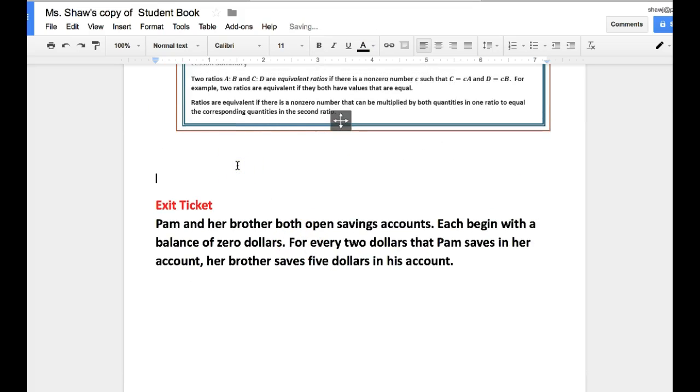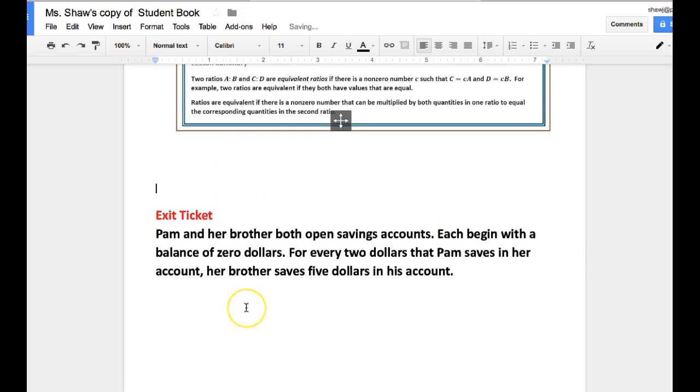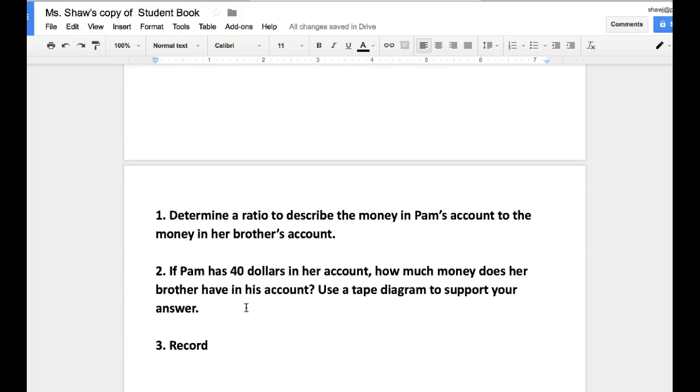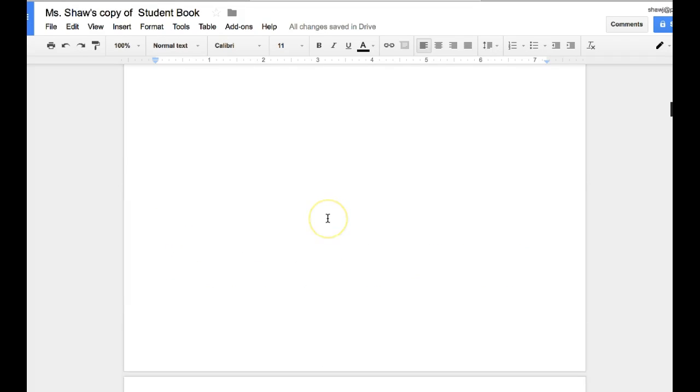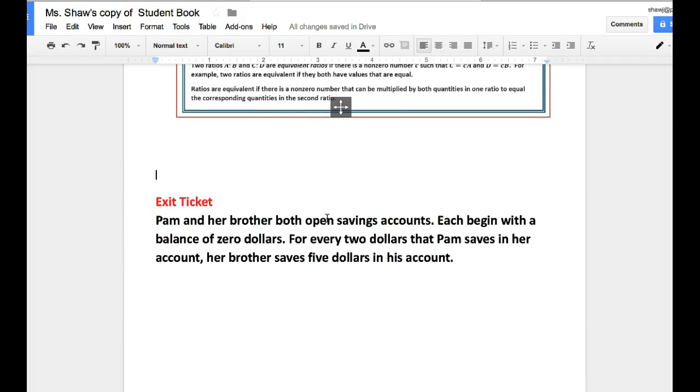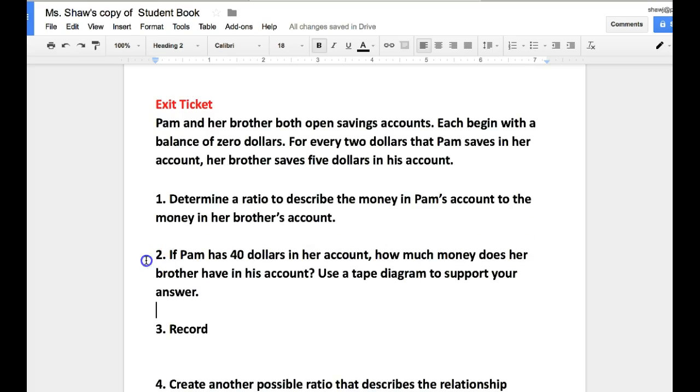I'm going to come over here and fix this up a little bit. First question is, determine a ratio to describe the money in Pam's account to the money in her brother's account. The first thing we have to do is come up with a ratio about this. Okay, number 2 says, if Pam has $40 in her account, how much money does her brother have in his account? Use a tape diagram to support your answer.